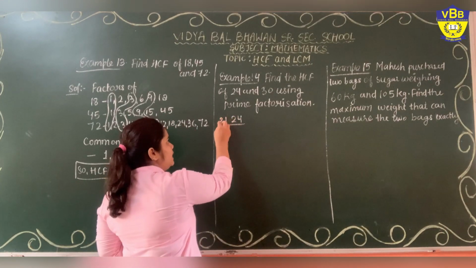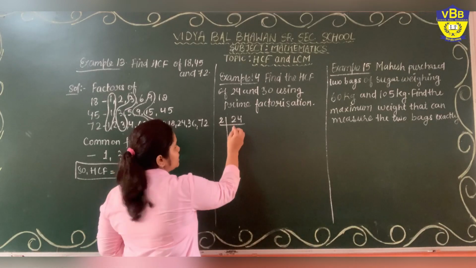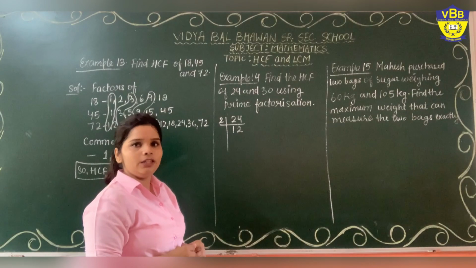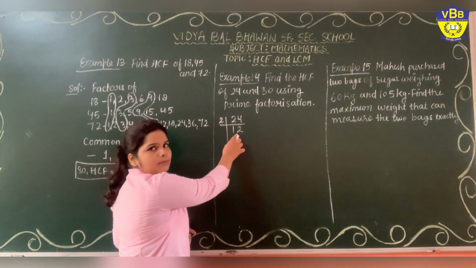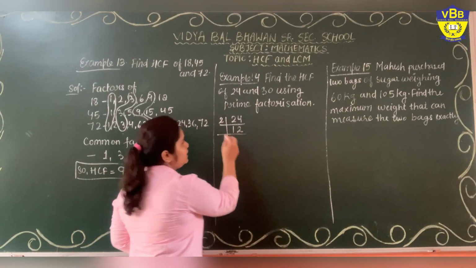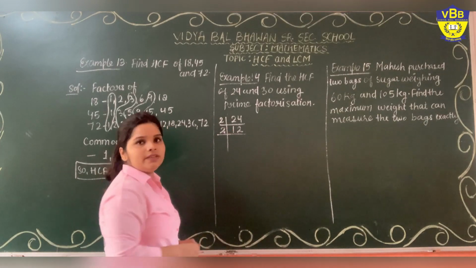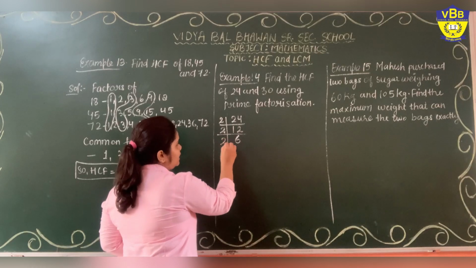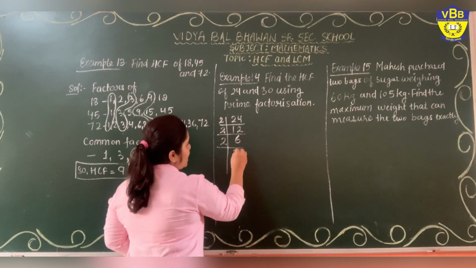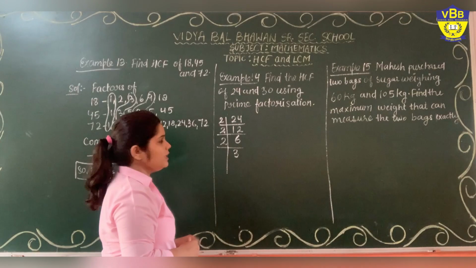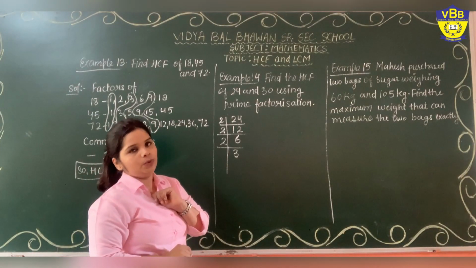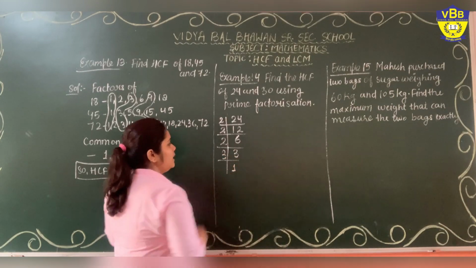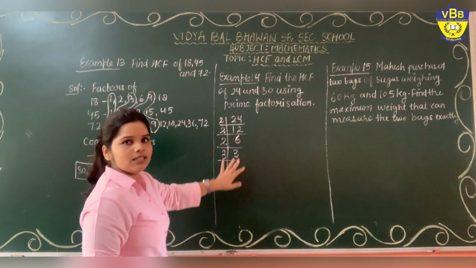It is divisible by 2 in how many times? If you don't know it directly, you can divide 24 by 2 and write the quotient below here. After that, 12 is again divisible by 2 in how many times? 6 times. Again 6 is divisible by 2. How many times? 3 times. 3 is not divisible by 2. 3 is divisible by 3 only. In how many times? 1 time. We got 1 here, so it is done.